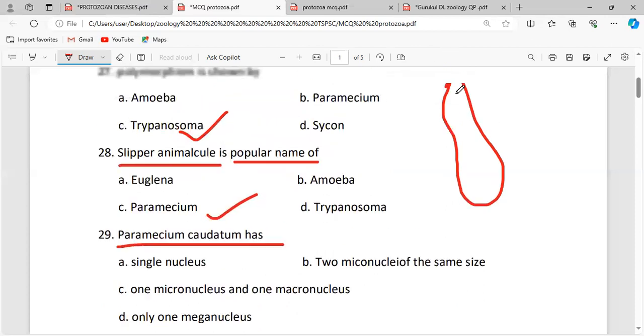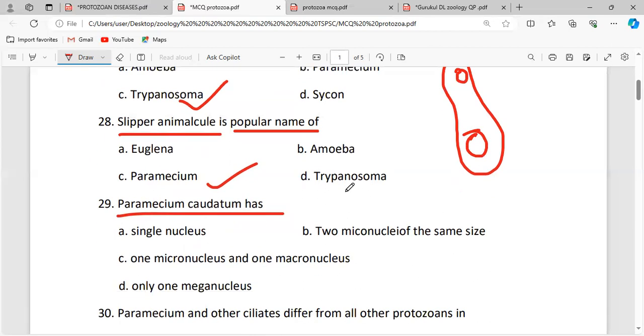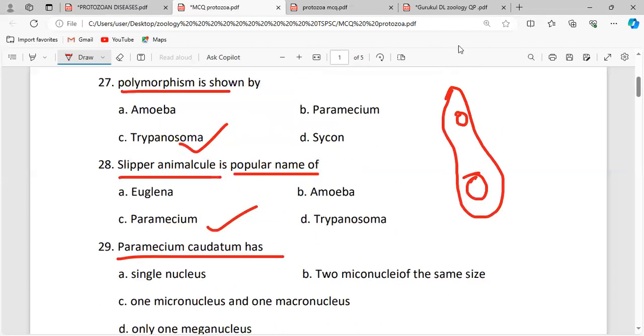See, paramecium is the one that has the micronuclei and the macronuclei. In the paramecium, we have two different types of nucleus. Okay, one is micro, smaller in size, macro, larger in size. This micro is responsible for the reproduction function. I have explained when I taught you the conjugation process. The macro is responsible for the vegetative function.